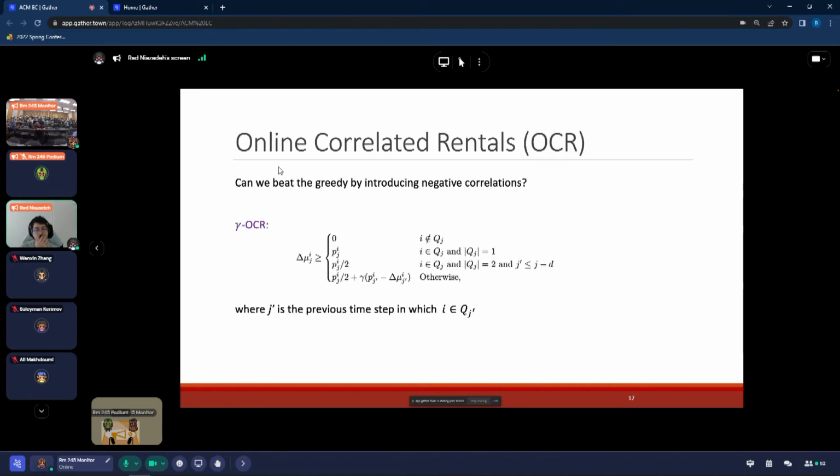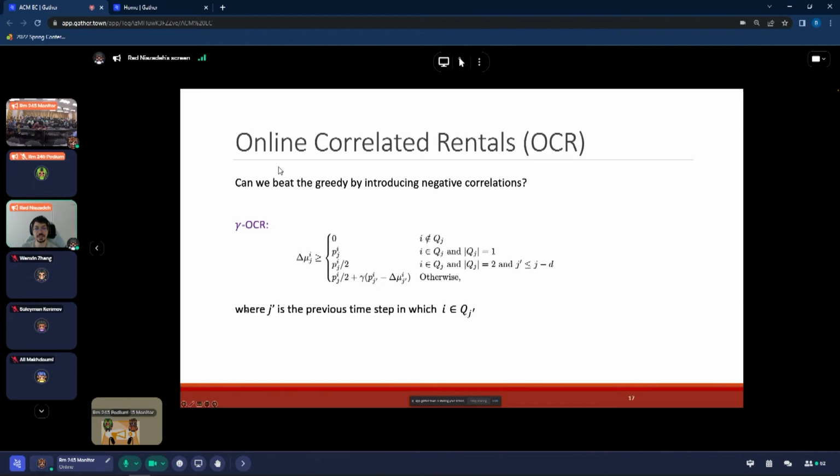And the question is, can we get anything better than this and beat the half approximation for the problem? And we showed that we can do that by introducing negative correlations between the decisions of the algorithm. So in our algorithm, the decision for every proposal set Qj can be correlated based on the previous D sets that are proposed to the algorithm.